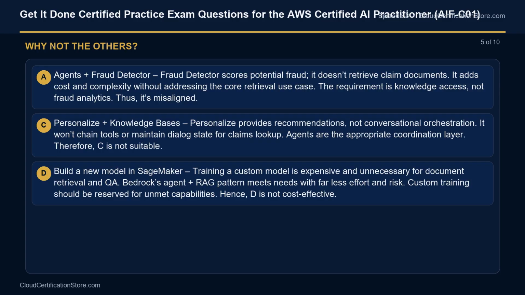Why not option A? Agents plus Fraud Detector. Fraud Detector scores potential fraud. It doesn't retrieve claim documents. It adds cost and complexity without addressing the core retrieval use case. The requirement is knowledge access, not fraud analytics. Thus, it's misaligned.